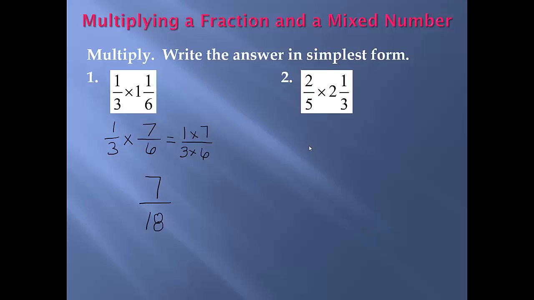For number 2, we have 2/5 times 2 1/3. So our first step is to write 2 1/3 as an improper fraction. So we'll have 3 times 2, which is 6, plus 1 is 7. So we'll have 7/3. So we have 2/5 times 7/3. Now we can go ahead and multiply our numerators, 2 times 7. And we can multiply the denominators, 5 times 3.